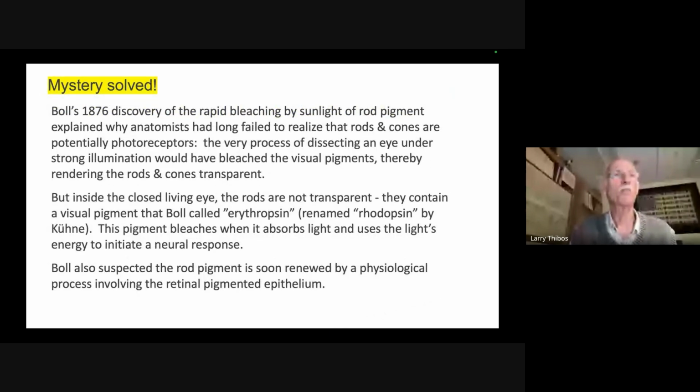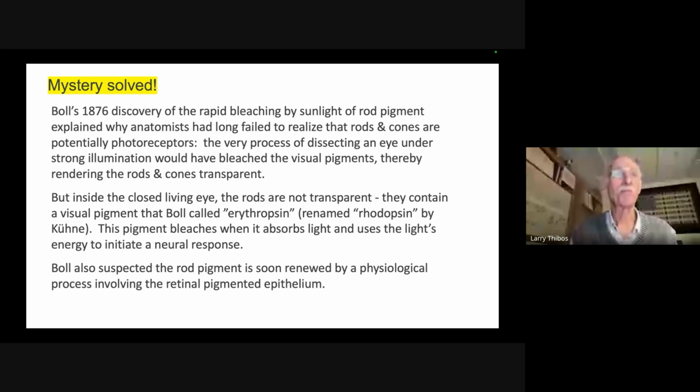Boll's discovery of the rapid bleaching by sunlight of rod pigment explained why anatomists had long failed to realize that rods and cones are potentially photoreceptors. They were doing their dissections under the strong sunlight coming through a window, and the very process of dissecting the eye under that strong illumination would have bleached the visual pigments. So by the time they went to look, they were transparent.